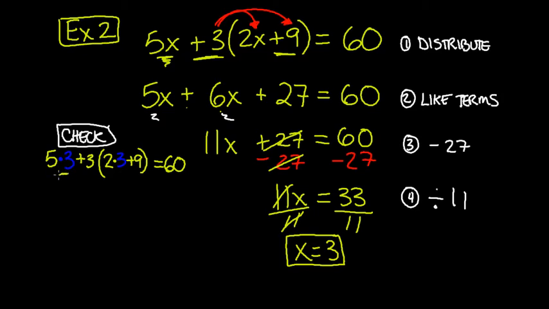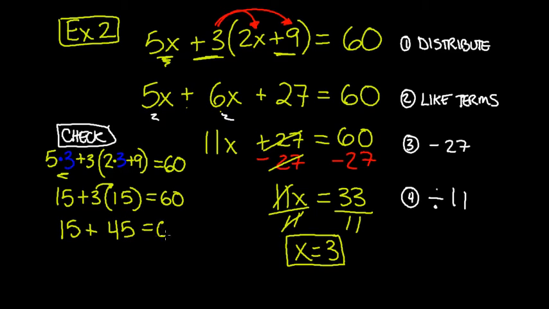So let's see here. 5 times 3 is 15 plus 3. You got to do the inside of the parentheses first. We could distribute, but let's just do the inside. 2 times 3 is 6 plus 9 is 15. Over here, I got to do the multiplying before I can add. So the 15 out front, he's just hanging, not doing much. 3 times 15 is 45. Now I can add these two together. 15 plus 45 makes 60. That does equal 60, and yay, our check worked out.